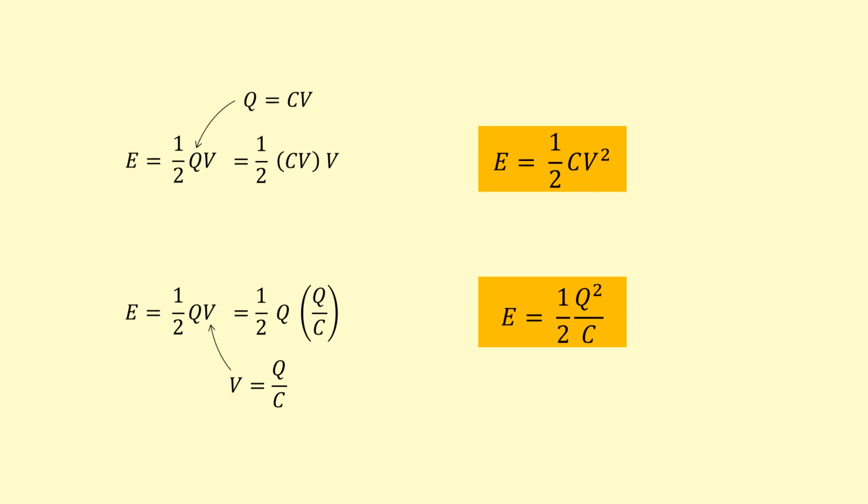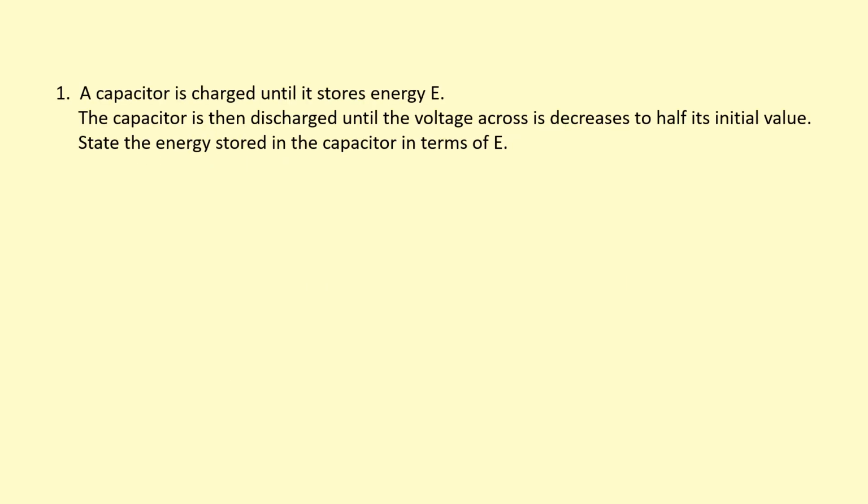The capacitor is charged until it stores energy E. The capacitor is then discharged until the voltage across it is half its initial value. State the energy stored in the capacitor in terms of E. First thing to acknowledge is that we're not changing the capacitor itself, so the capacitance C is a constant because we're using the same capacitor. Secondly, the voltage is decreased to half its initial value, so the voltage is being halved.